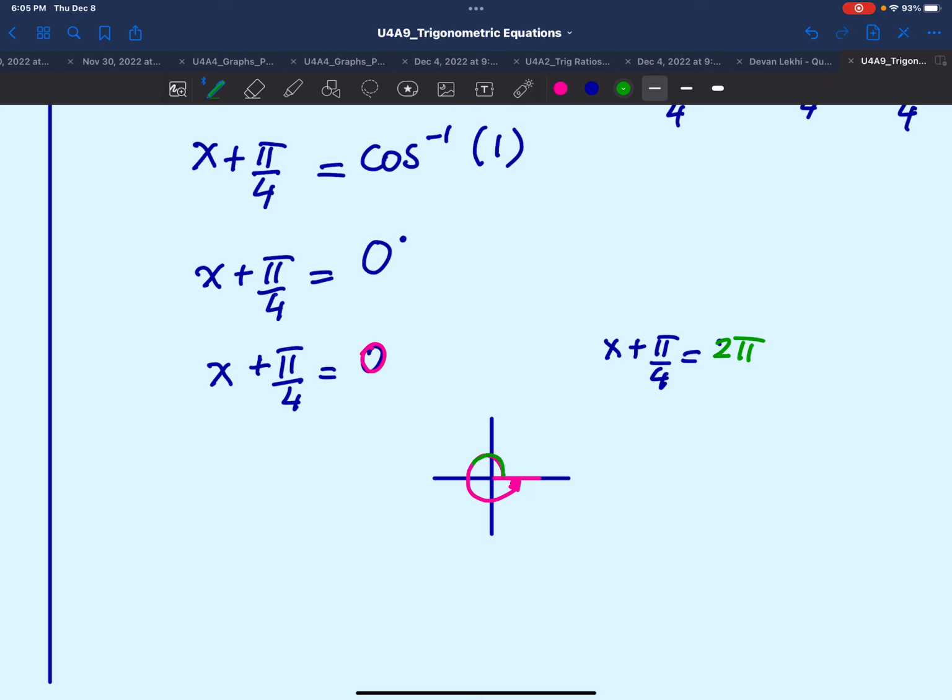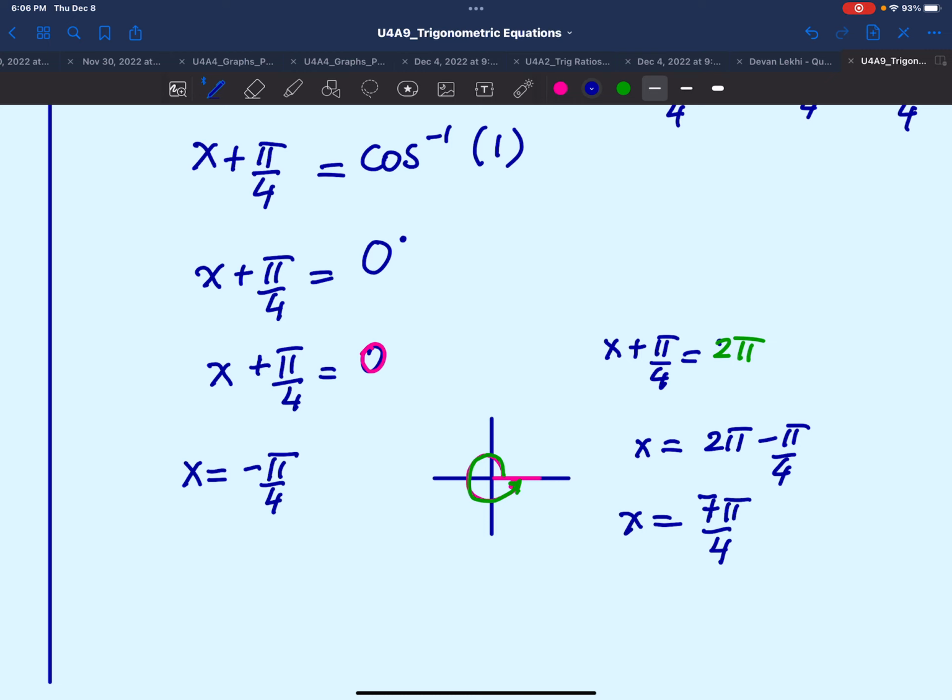So let's make this one green here. And this one will be the 0 degree angle or 0 radian angle. And from here we can start solving for x. So x equals negative pi over 4 and x equals 2 pi minus pi over 4. Now when you think about it, 2 pi minus pi over 4 would be 8 pi over 4 minus pi over 4, which equals 7 pi over 4.